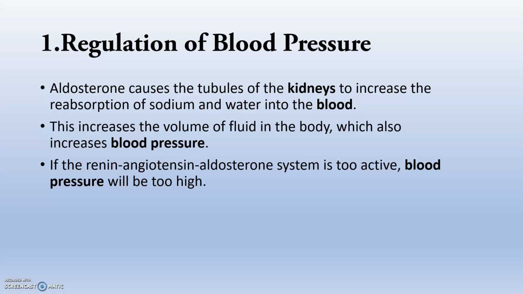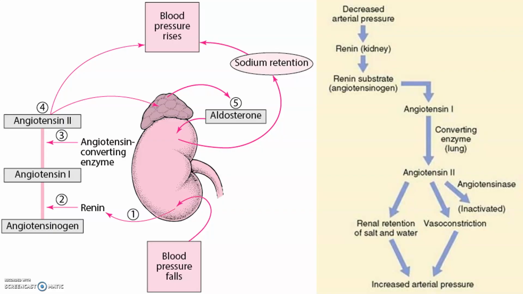So the first function is regulation of blood pressure. We are all familiar with the RAS mechanism. If the renin-angiotensin aldosterone system is too active, blood pressure will be too high. We'll be doing a different video on the RAS system. The aldosterone causes the tubules of kidney to increase the reabsorption of sodium and water into the blood. So what happens? The stroke volume increases, the BP increases. So this is actually the correct pathway of renin-angiotensin aldosterone mechanism. We'll not be moving into the deep points of RAS system, but we'll be mainly focusing on the 7 functions of kidney.